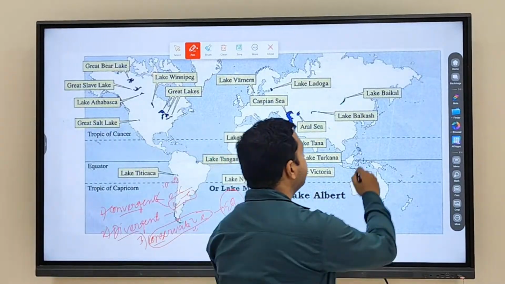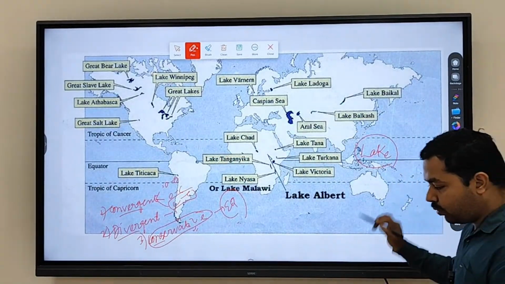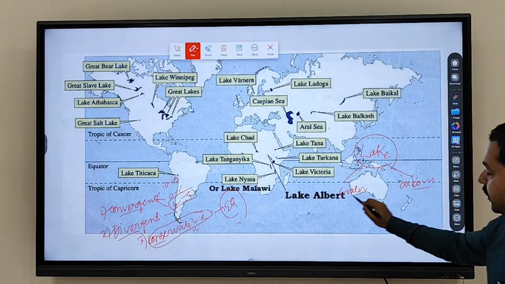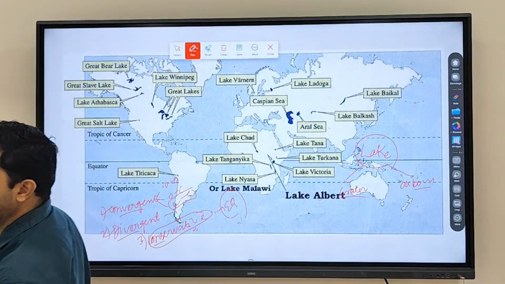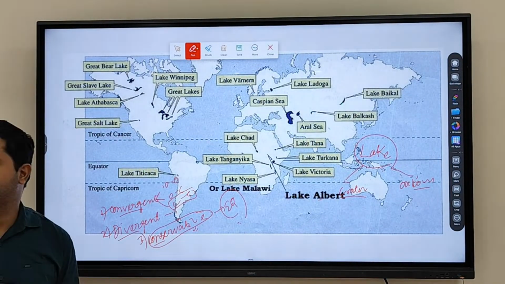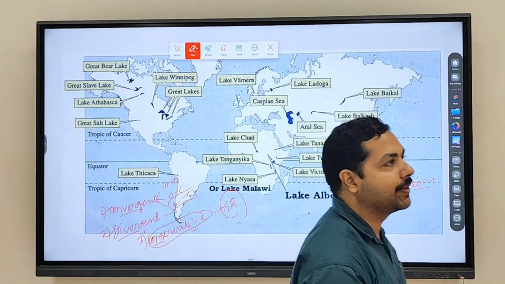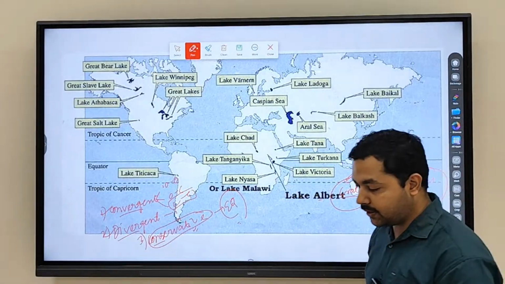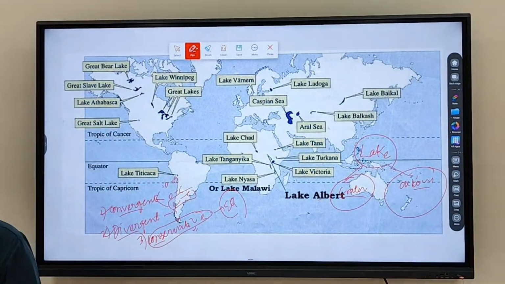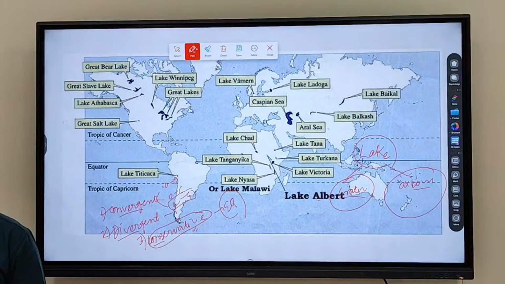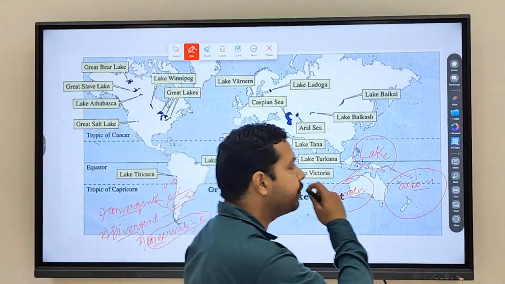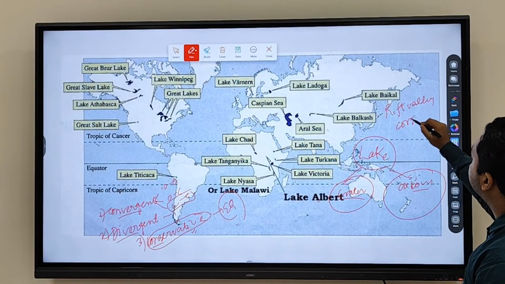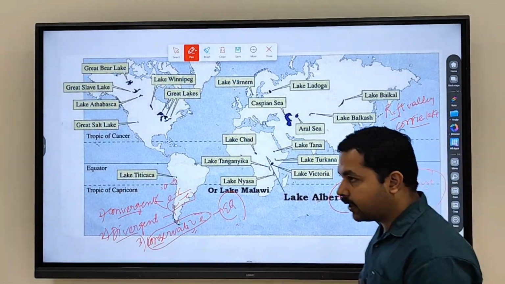Then we covered the lake part. What is the difference between Crater Lake and Oxbow Lake? Crater Lake, we discussed, is formed due to volcanic activity, while Oxbow Lake is formed due to the action of rivers. So the action of rivers creates which type of lake? Oxbow. And volcanic eruption creates which type of lake? Crater Lake. What is the difference between a Rift Valley lake and a Cirque Lake?